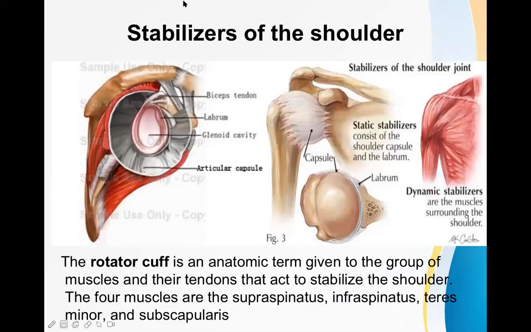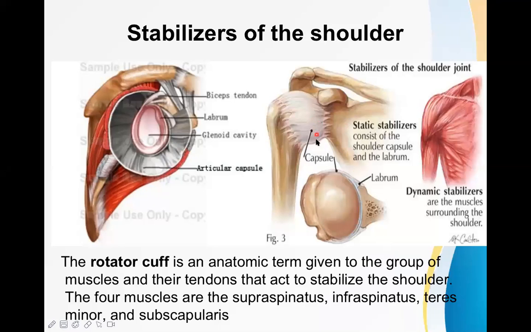See here, all of you, please focus here. Now, I want you to focus on this picture. Now look here. This is called the capsule of the shoulder joint. Let me use the highlighter. This is the capsule of the shoulder joint. Here is the glenoid cavity. Now look at the rim of the glenoid fossa. This is called the labrum. This labrum is formed by fibrocartilaginous component. Now there are so many muscles you can see which are surrounding. These are called rotator cuff muscles.